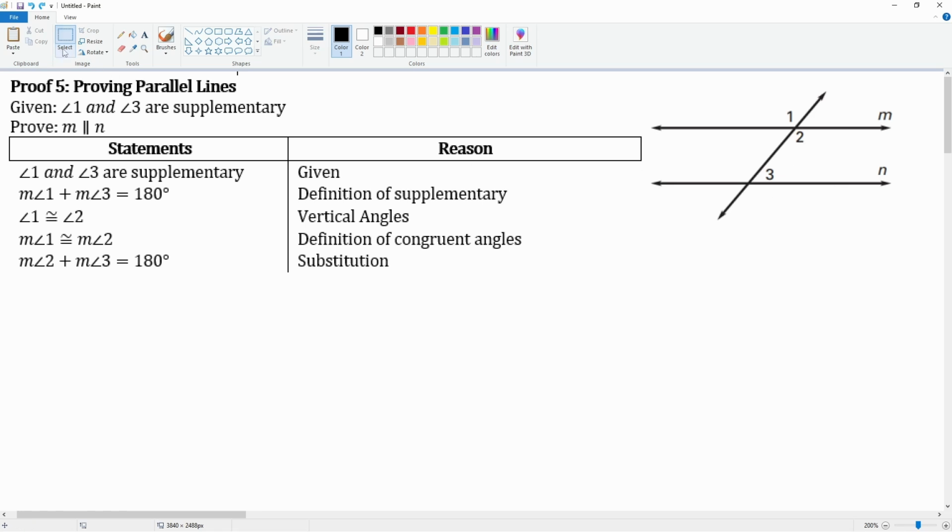These are your consecutive interior angles. So I can say that they're parallel because of the converse of the consecutive interior angles. The converse of consecutive angles states that if the measurements of the two consecutive interior angles are supplementary, then the lines are parallel.